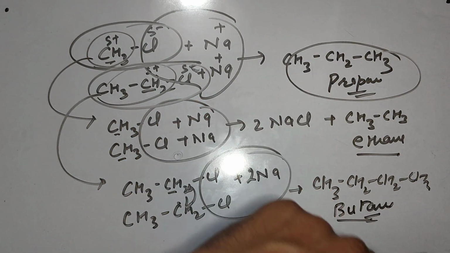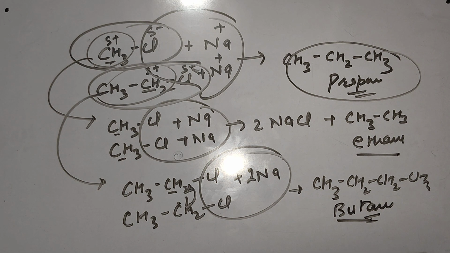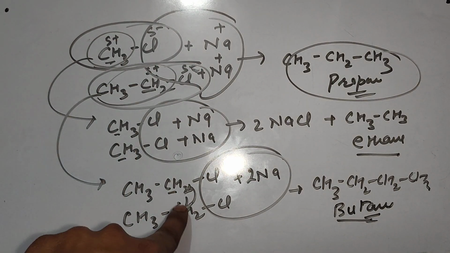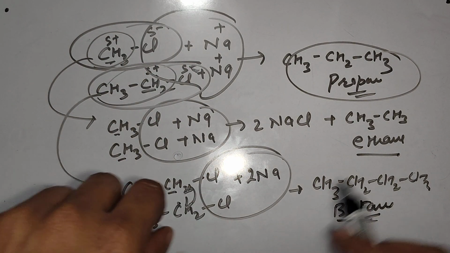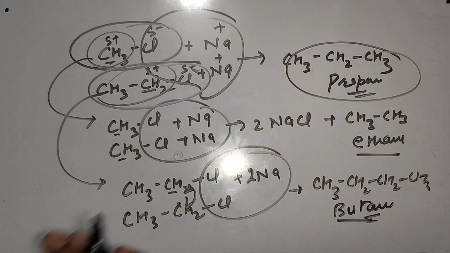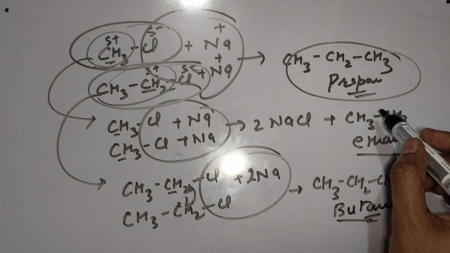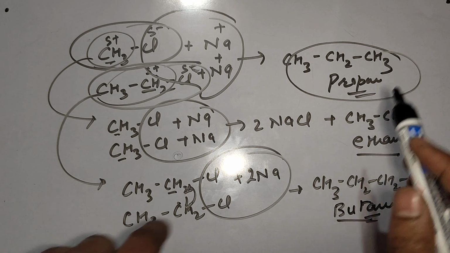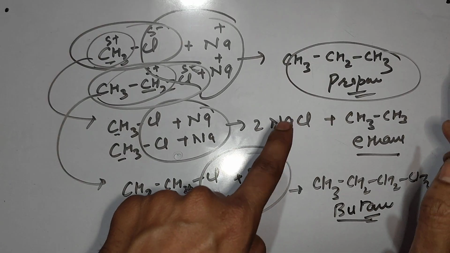Means a mixture of alkanes we will get. Pure propane you will not get. You will get a mixture of alkanes which are generated due to their individual Wood's reactions. Now this mixture is very difficult to separate because the boiling points of these alkanes are very close. We can't separate them very easily. So that's why Wood's reaction is not preferred to create odd carbon containing alkanes.